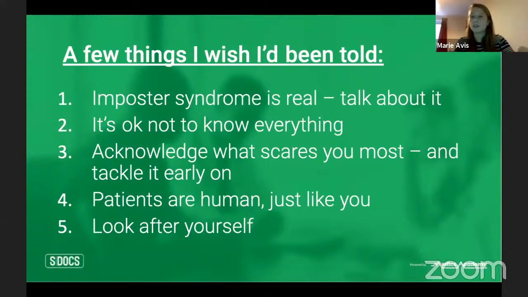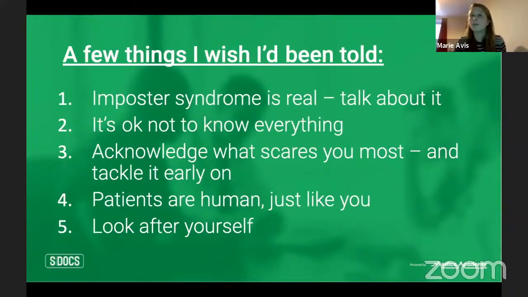Another thing is that patients are just humans. They're just humans just like you. I used to be terrified of talking to patients. I used to think, what about if I say the wrong thing? What about if they know I don't know what I'm talking about? But patients in general are lovely. They love having a chat with you. They're more than happy to tell you about their experience with their medical conditions, with drugs.